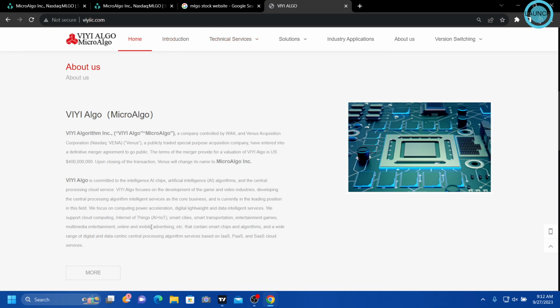This is what caught my eye, right here. They are going to work on AI chips that are going to help with the Internet of Things. I'm very, very bullish on both AI and IoT. So, with that being said, why wouldn't I like something like this? All right?